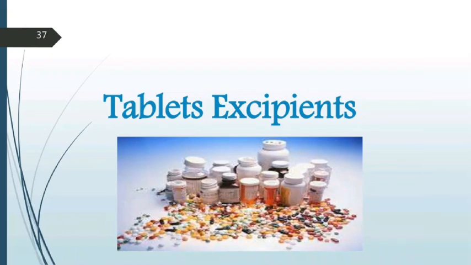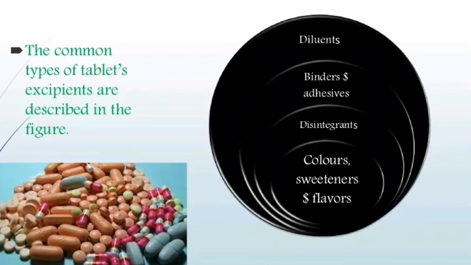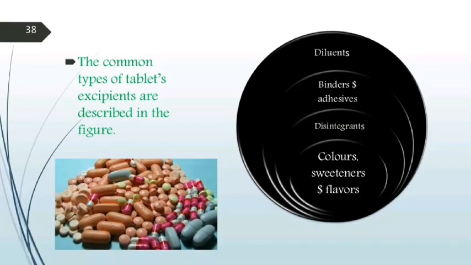Additives commonly used for the preparation of tablets. They can be otherwise called the added substances for tablet preparation. The most common types of excipients are described here: diluents, binding and adhesive agents, disintegrants, and other ingredients including color, sweetening agents, and flavors.